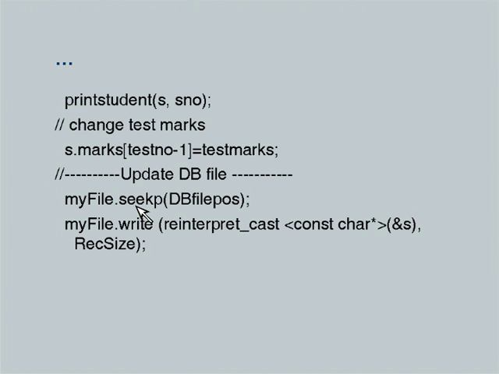Now I want to rewrite this. Please note that I will not rewrite only the test marks. I must read the complete structure, I must rewrite the complete structure, but not the whole file. So I have changed some components of the structure. Doesn't matter. The structure stands changed. I now seek the position for writing, seekp for put character. Which position? Obviously the same position, because from where I read, I want to write. And I say myfile dot write this.